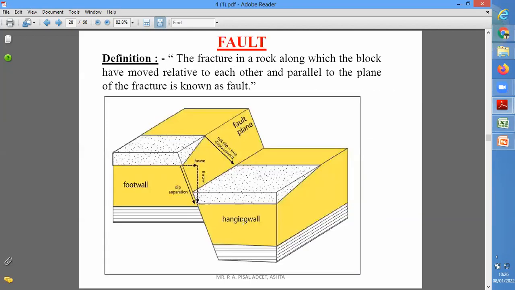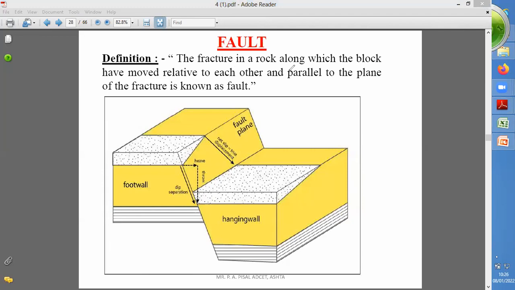Hanging wall means the two blocks formed in the fault. Always remember that two blocks are formed in the fault. So of those two blocks, one block is considered as a hanging wall and another block is considered as a foot wall. So here this right hand side block is the hanging wall and this left hand side block is the foot wall. Okay, so what is the meaning of hanging wall?